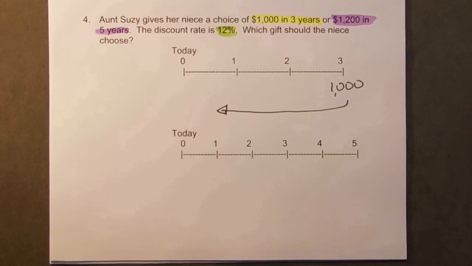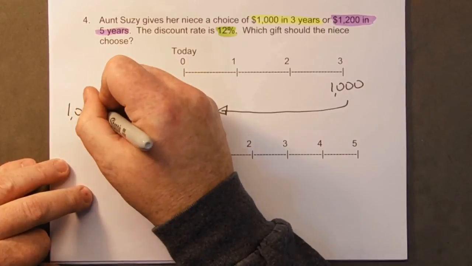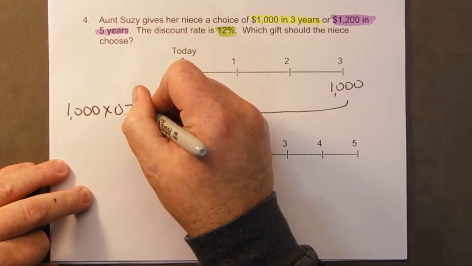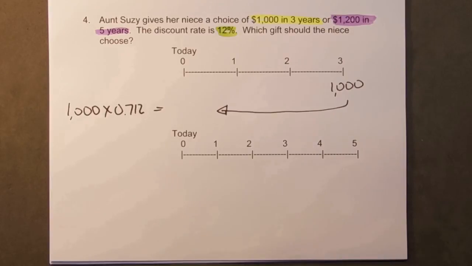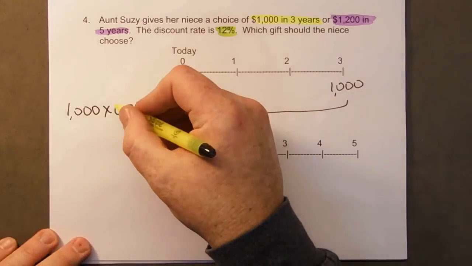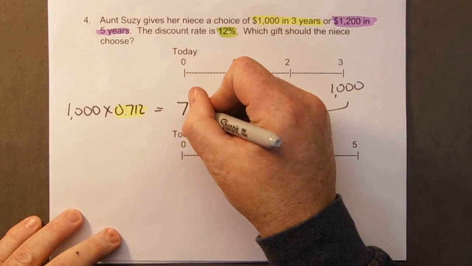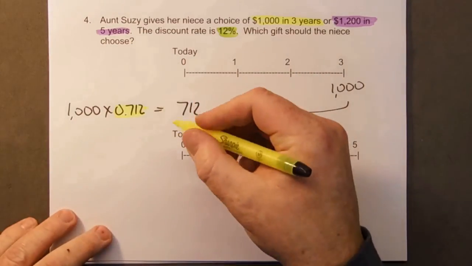All right, well, let's see what Grandma's gift's worth. She has 1,000 of these dollars she's going to give us, so 1,000 times. So $1,000 is going to be worth $712 today.